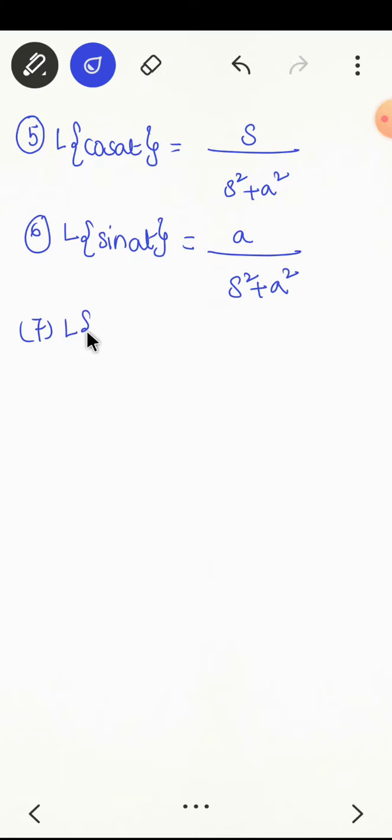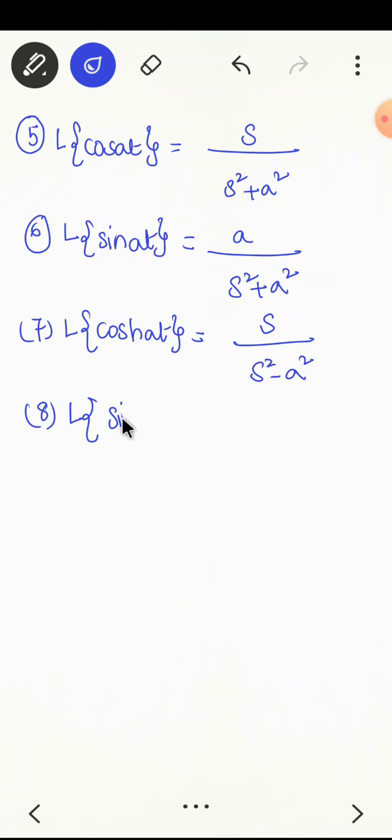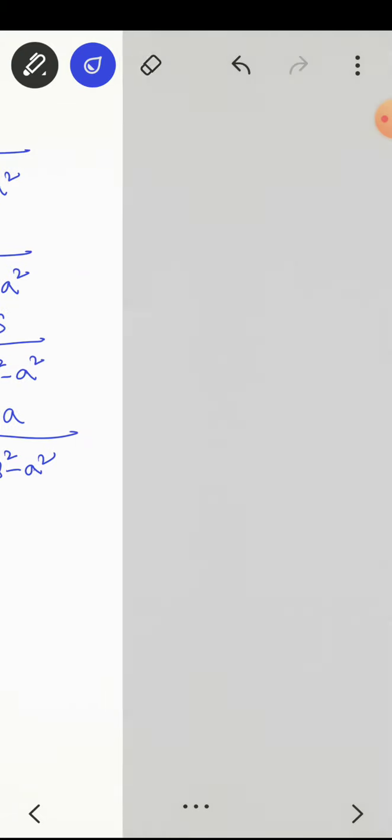Seventh one is Laplace of cosh at, which is s by s square minus a square. Then you have the last formula, Laplace of sinh at is a by s square minus a square. H comes means here minus will come. Cos at is s by s square plus a square. If it is hyperbolic, then here there will be minus. Remember like that.